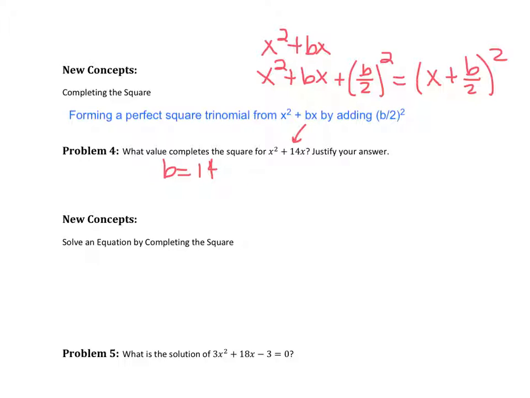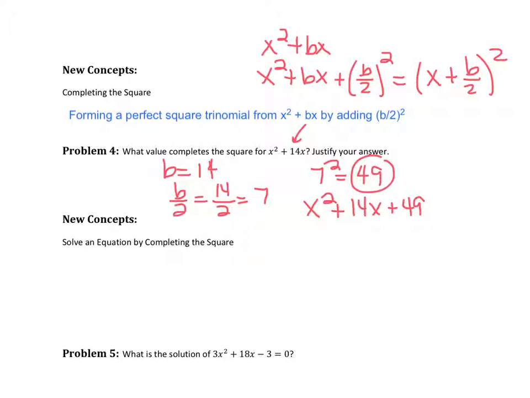So if we take half of that, b over 2, we would get 7. And then if we square that, 7 squared, we get 49. That's what's going to complete the square. And by justifying our answer, we're actually going to show that x squared plus 14x plus 49 equals x plus 7, the quantity squared.